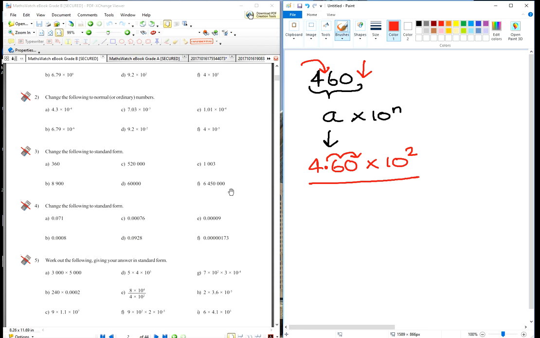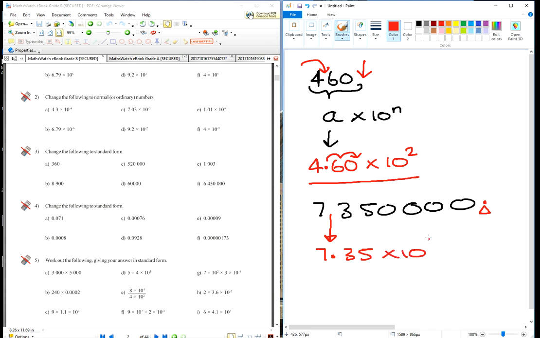Okay, let's have a look at a number like question F. So we have, say, for example, 7,350,000. So you've got a nice big number. Now currently the decimal point is, where is it? At the end. But we need it to be over here. So the number will read 7.35 times by 10 to the power of, so to get back, 1, 2, 3, 4, 5, 6. 6 times. So the index is 6.